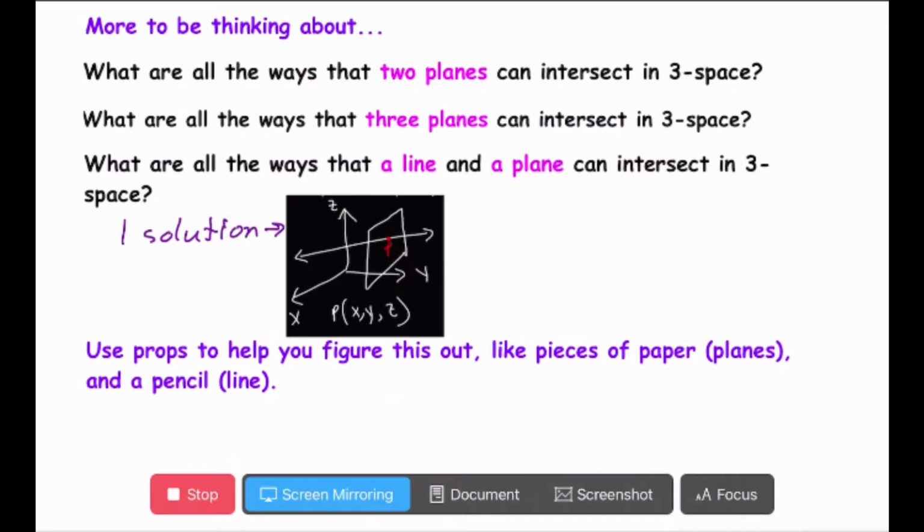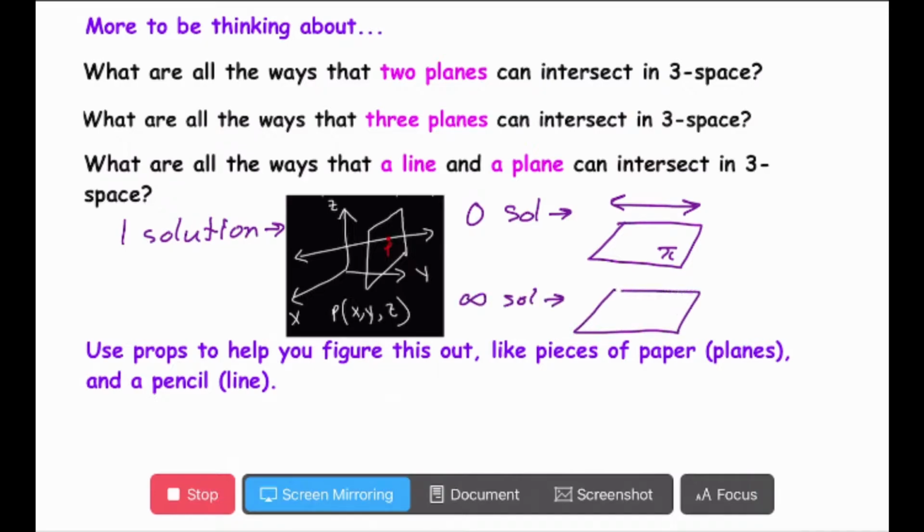So it intersects. We can have 0 solutions, where a plane is like chilling down here, and our line is somewhere above in parallel, and we've seen examples of that already in previous questions, I believe. Or we can have an infinite number of solutions where the line lies in the plane. So I got my plane hanging out and the line runs directly within that plane.